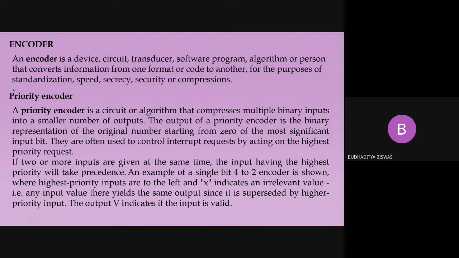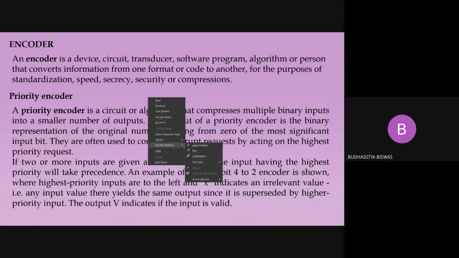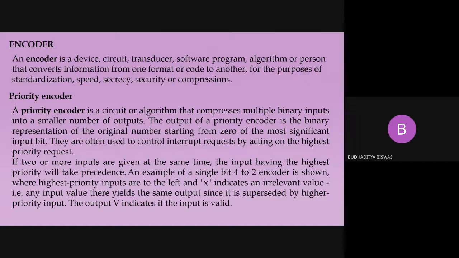Now in your syllabus, only one thing is there which is called the priority encoder. Priority encoder means, suppose you have a processor. We have an i5 processor, i9 processor, AMD processor, Snapdragon processor, whatever processors are there. Every processor has this interrupt. What is called the interrupt?